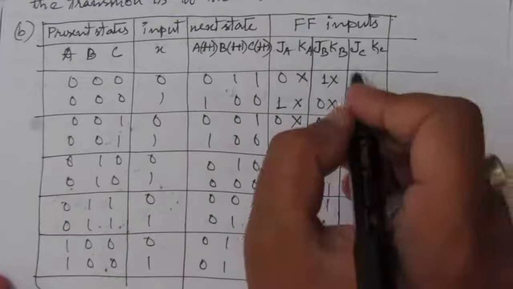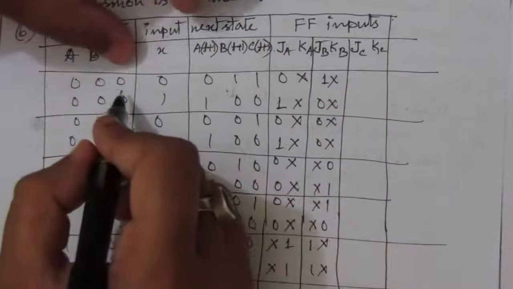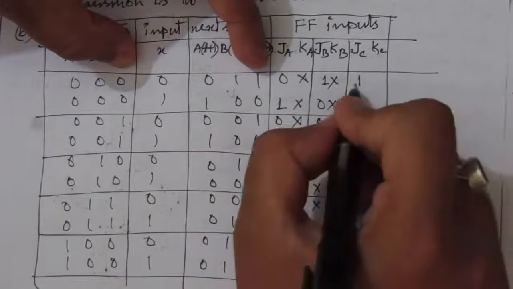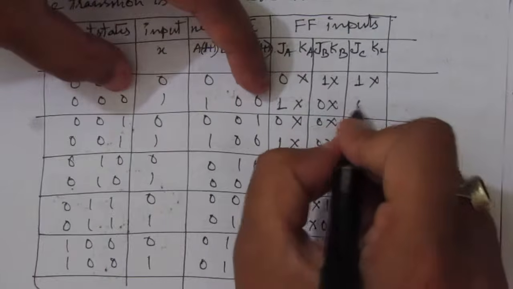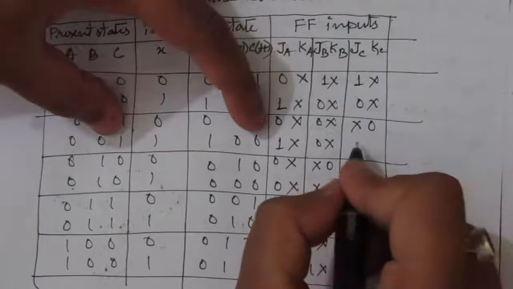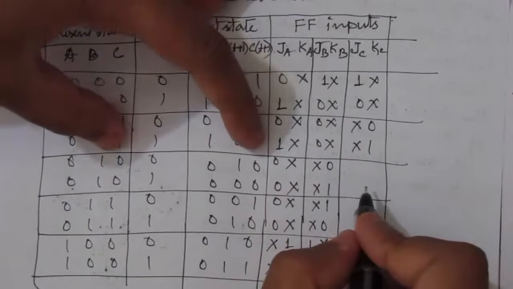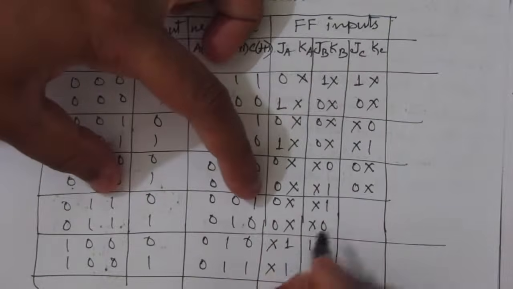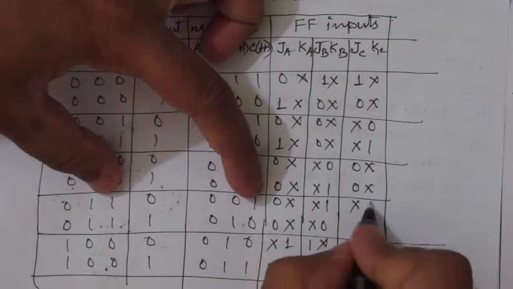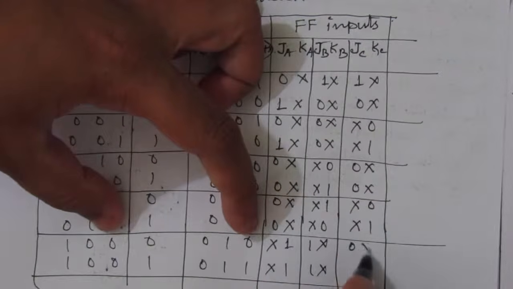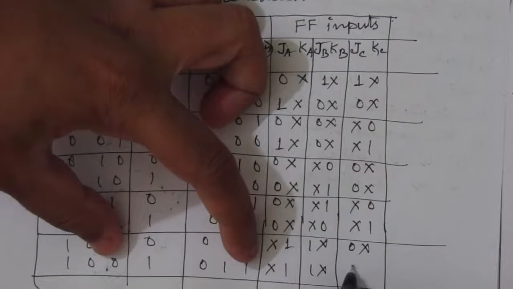Now let me write down JC, KC. For C, we have to see the third column and the seventh column. For 0 1 we'll have 1, don't care. 0 0 means 0, don't care. 1 1 means don't care, 0. 1 0 means don't care, 1. 0 0 means 0, don't care. 0 0 means 0, don't care. 1 1 means don't care, 0. 1 0 means don't care, 1. 0 0 means 0, don't care. 0 1 means 1, don't care.